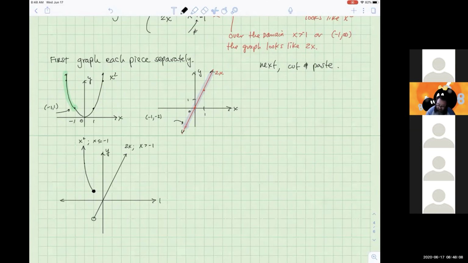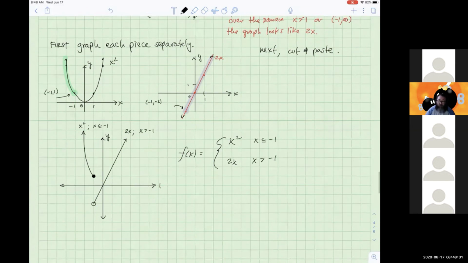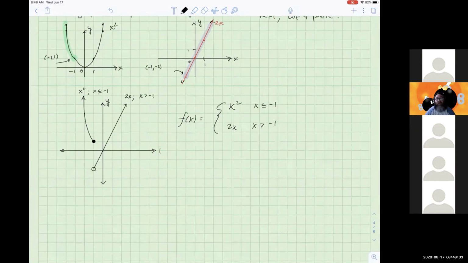And that is what this piecewise function looks like. And it gets its name piecewise simply because it's defined in pieces. It is a Frankenstein curve, right? Cut and paste, Photoshop stuff. And this is f of x equal to x squared whenever x is less than or equal to -1, and 2x when x is greater than -1. Now, in the book, they also define these with up to 3 pieces, but you can define it in as many pieces as you want.